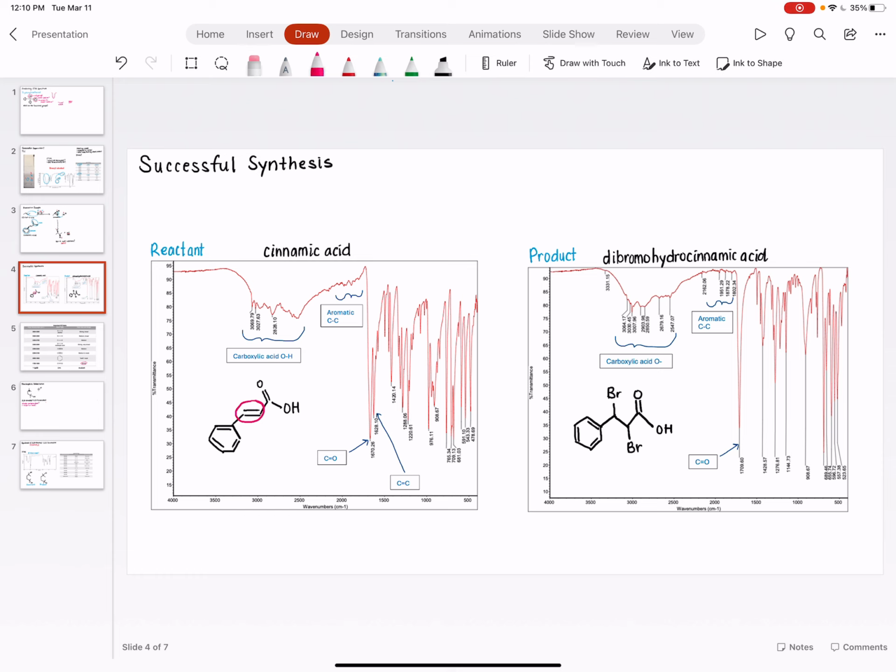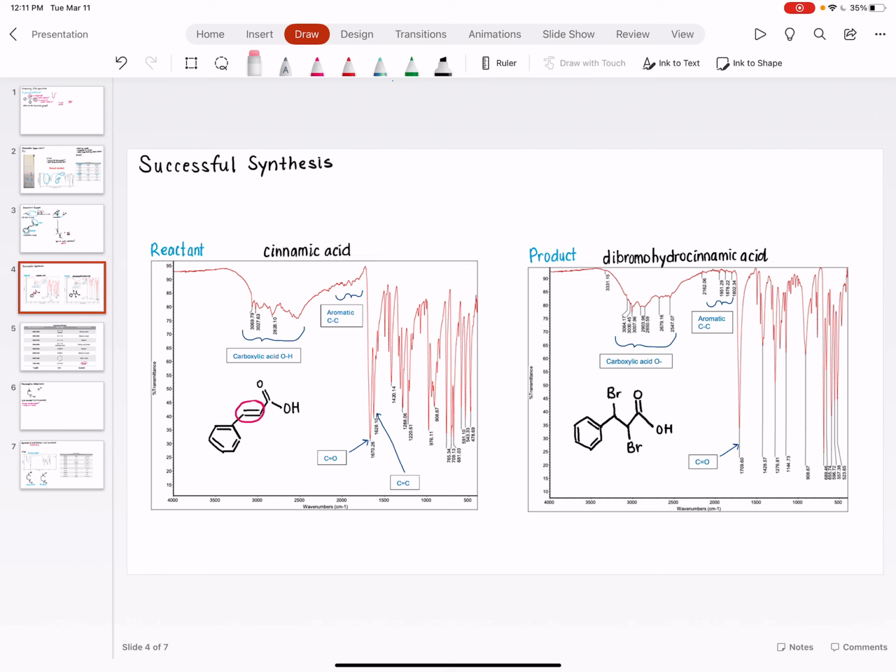But then if I look at my product, I no longer have an alkene. I have that CO double bond, but we've already identified that as its own functional group. So now I'm looking for that carbon-carbon double bond, right? And I don't see that anywhere. So that means that we should not expect to see that functional group on our FTIR. So now if you look at your product and you see that carbon-carbon double bond peak, what does that mean? It would mean that there is still reactant material in your product, which would indicate an unsuccessful synthesis.